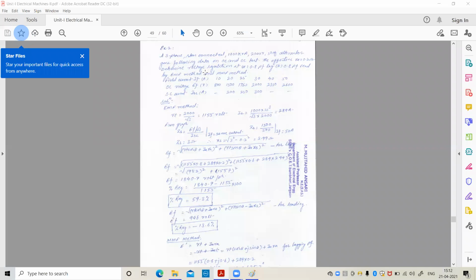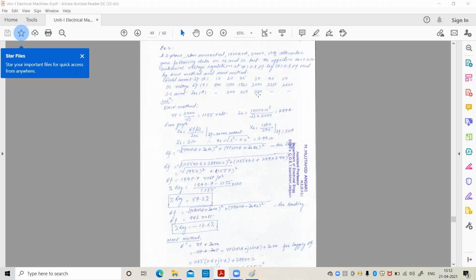So the given data is: field current is 10 ampere, 20 ampere, 25 ampere, 30 ampere, 40 ampere, and 50 ampere. Corresponding open circuit voltage is 800 volt. As it is connected in star, definitely it is a line-to-line voltage: 800 volt, 1500 volt, 1760 volt, 2000 volt, 2350 volt, and 2600 volt. And the short circuit current at 20 ampere is 200, 25 ampere is 250, and 30 ampere is 300 ampere.